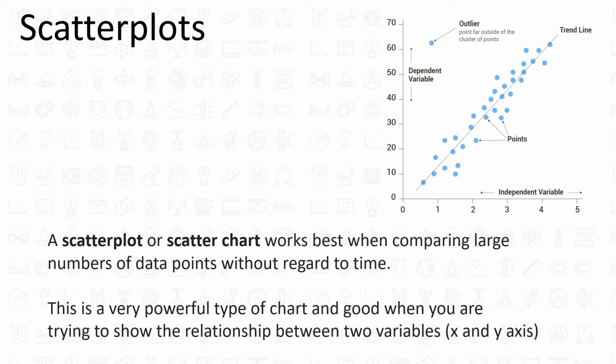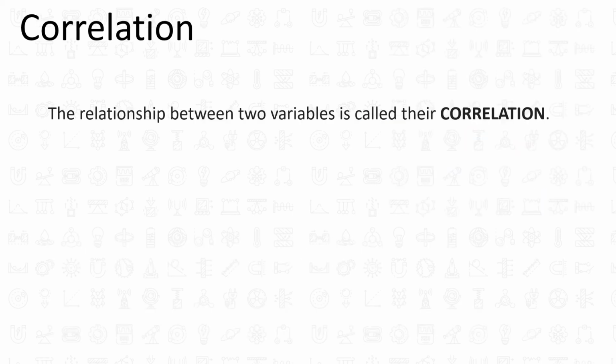So this is a very powerful type of chart and good when you're trying to show a relationship between two variables, the x-axis and y-axis. Obviously, this is an example up here, so it doesn't have its axes labeled. Obviously, we should understand scatterplots a little bit more since we've talked about that. Now, correlation, so relation. What comes to mind here is relationship. So the relationship between two variables is called their correlation.